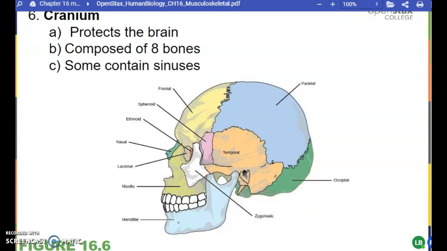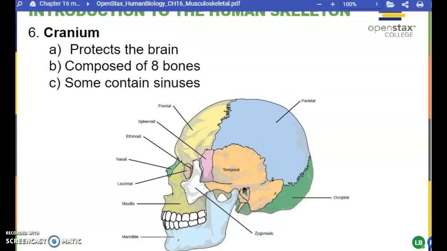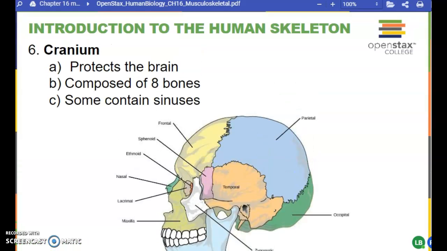So the skull, or the cranium, is actually composed of many different plates that fuse together. They're not necessarily fused together at birth, most of them, but as a baby grows and ages, eventually those become fused together. So technically, there's 8 separate bones.